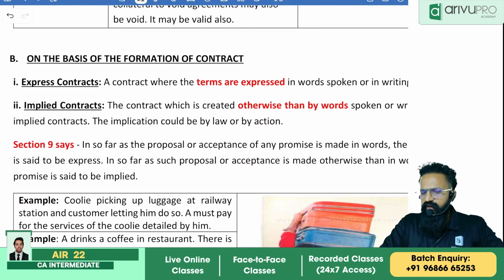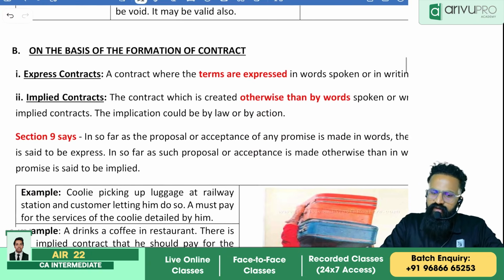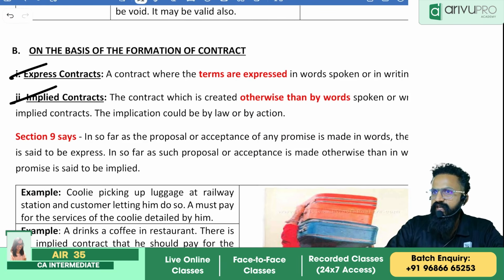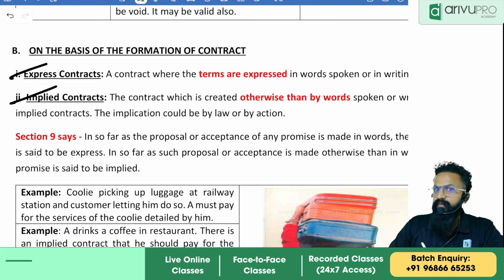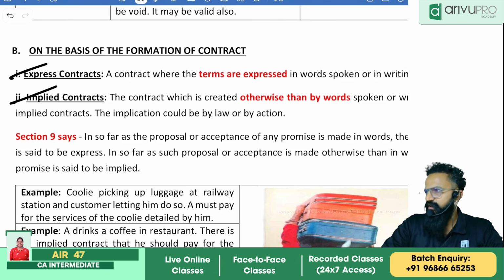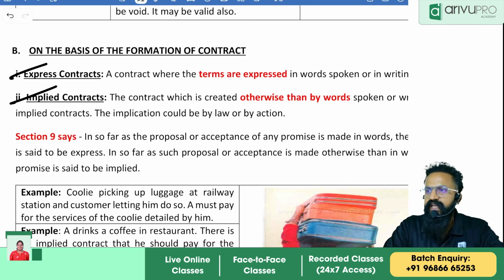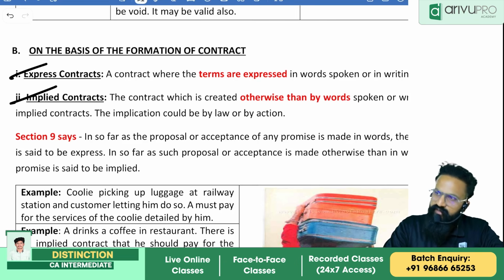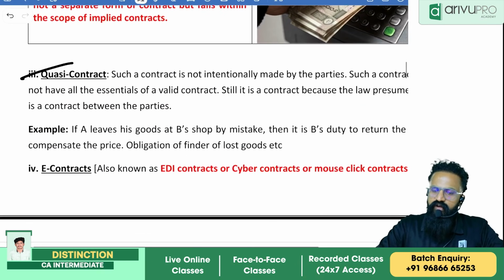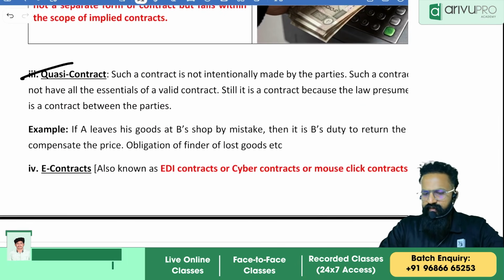On the basis of formation, a contract can be classified into express contract and implied contract. Express is by words, spoken or written. Implied is in cases of circumstances or based upon conduct, where the contract comes into the picture. Implied contract also consists of tacit contracts. Tacit contracts means silent contracts. Next one is quasi contracts. We'll see quasi contracts when it comes.